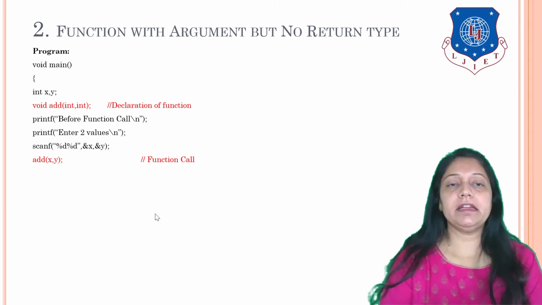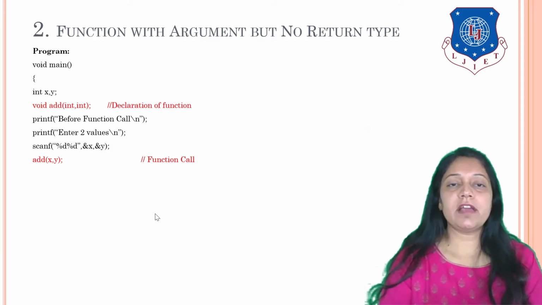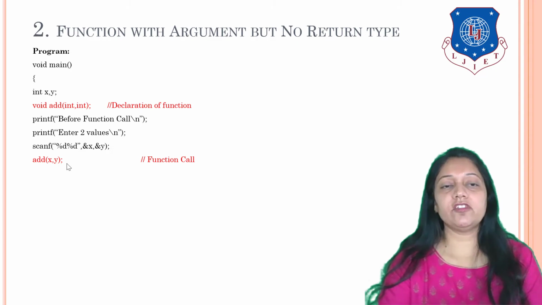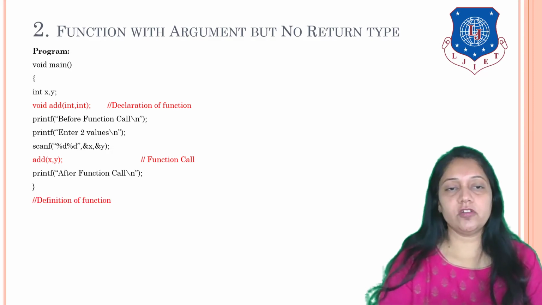Passing the values can be directly or it can be through some variables. Now I have some values in x and y. So I am going to pass these values to the function add. So for that, write add bracket x comma y. So these x y values will go from the calling program main to the called function add, to the definition of the function. And after add, I have written a simple printf statement after function call.